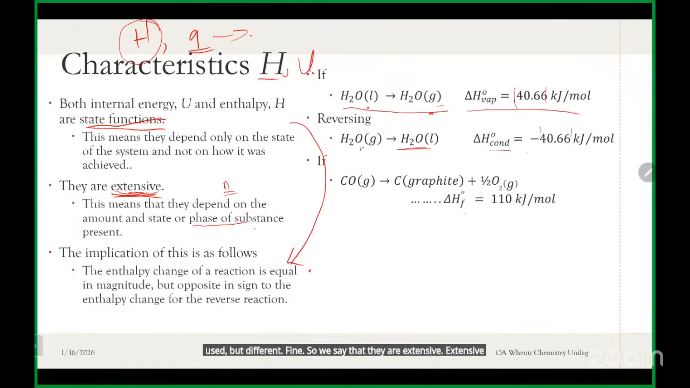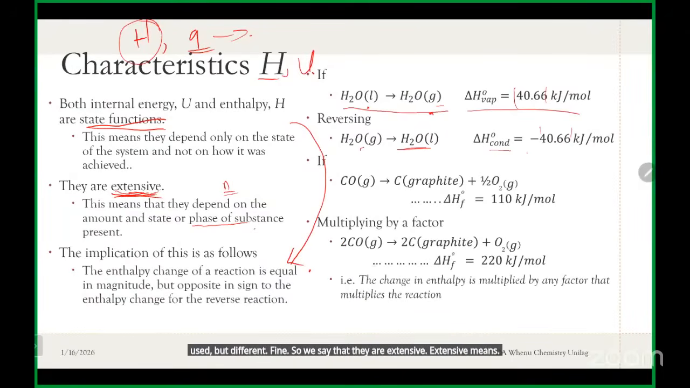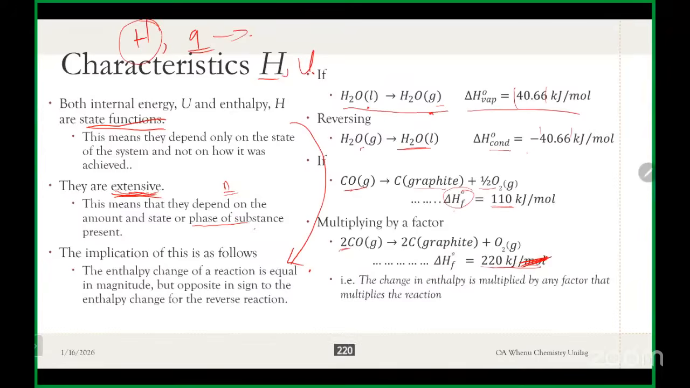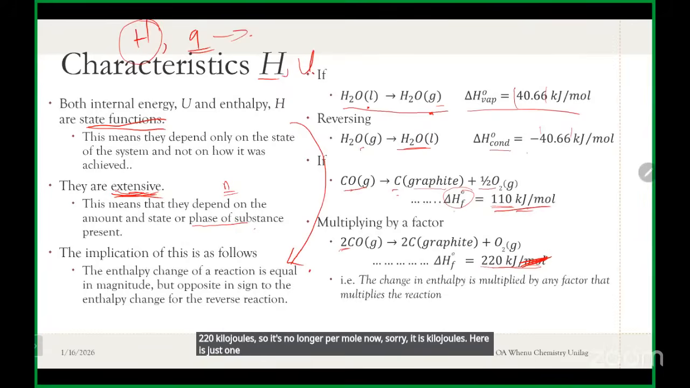Extensive means that if carbon monoxide goes to graphite and oxygen, the delta H for this reaction, which is the reverse of delta H of formation, is 110. If you multiply it by 2, you will have to make it 220 kilojoules. So it's no longer per mole now, sorry, it is kilojoules. Here is just 1 mole that we are dealing with, so that's why we have it as per mole.